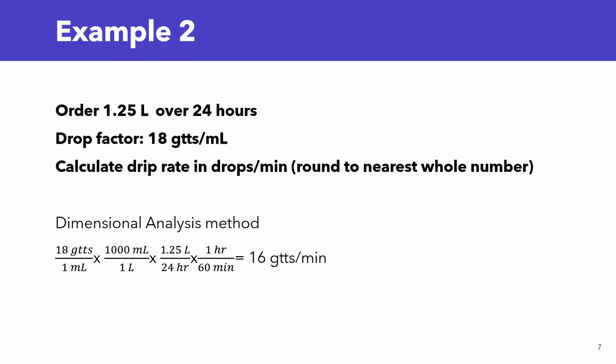Again, we set it up, we put 1,000 on top because we want the ml on top to cancel with the ml on the bottom. Then we have 1.25 liters over 24 hours times 1 hour over 60 minutes. Now let's take a look. ml cancel out, liters cancel out, hours cancel out. All we're left with is drops on top, minute on the bottom, which is exactly what we want. So the answer is going to be here, 16 drops per minute. Again, as we can see, with both methods, we get the same answer.